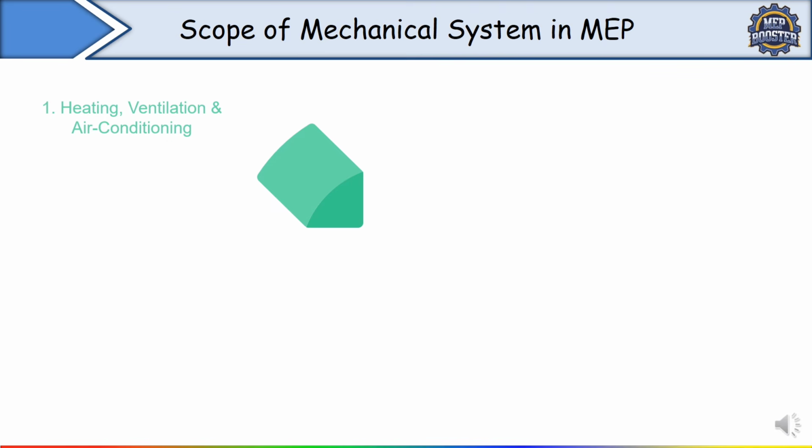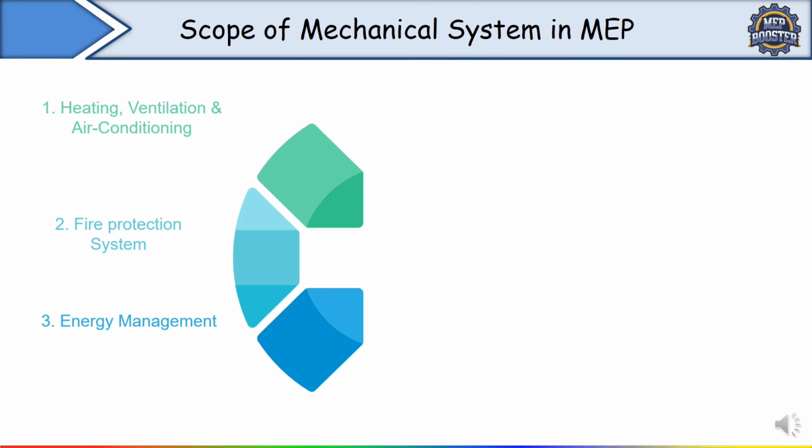The next scope of the mechanical system in MEP is the fire protection system. So this mechanical system often includes the design and installation of fire suppression systems such as sprinklers, which are critical for building safety. These systems are integrated with the plumbing and electrical systems to ensure rapid response in case of a fire. Now the third one here is energy management.